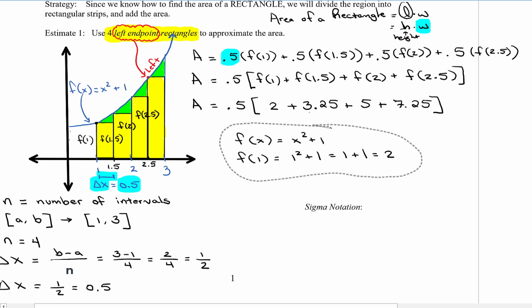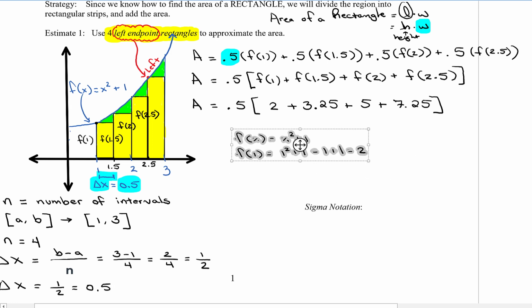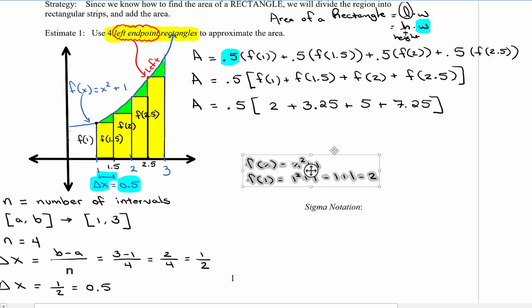All right, I'm going to go ahead and just move over our work that we showed here for our f of x and f of 1, so it's out of the way. I think I'm going to have to just delete this. So we can just move it over here and delete it so it's out of the way. We showed you how to find it. Now you know how to find that work.